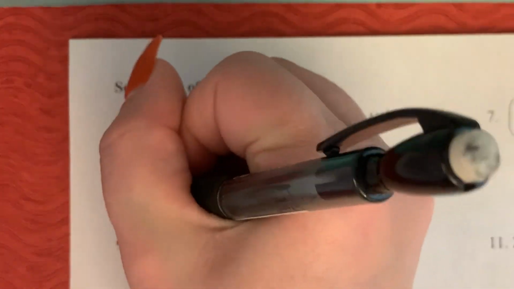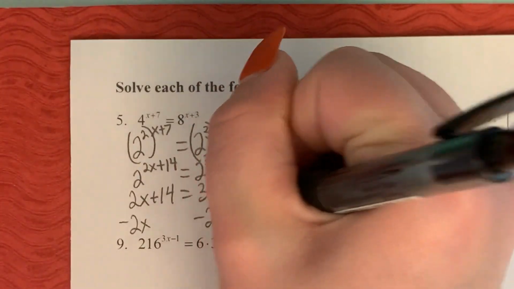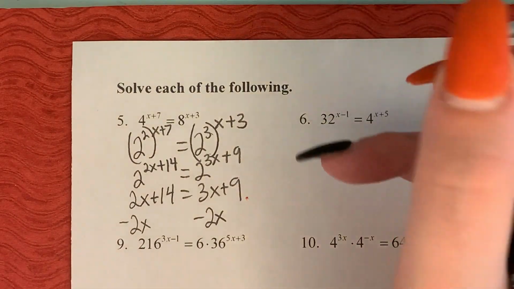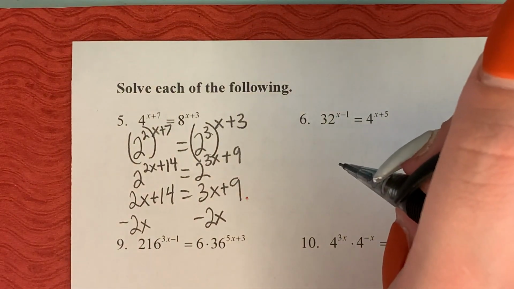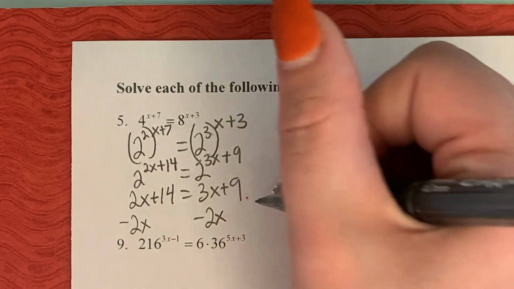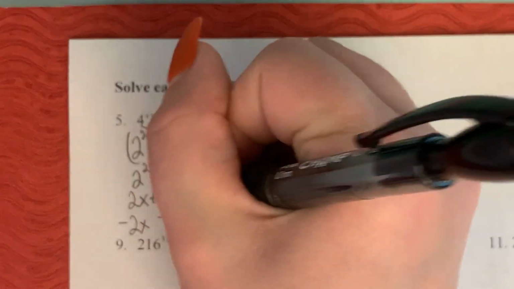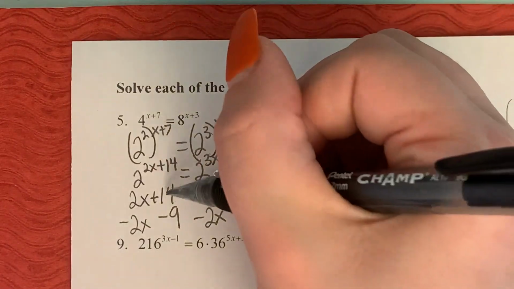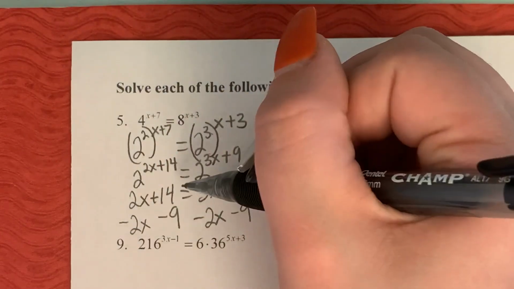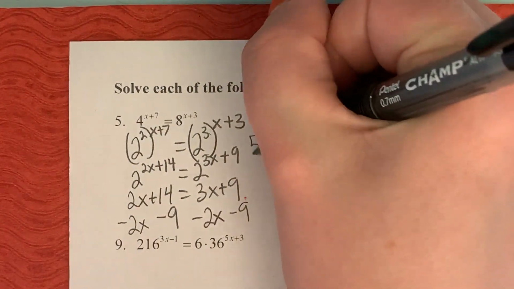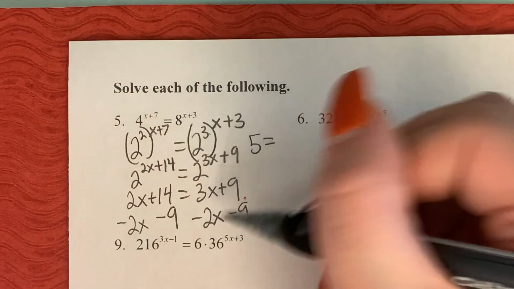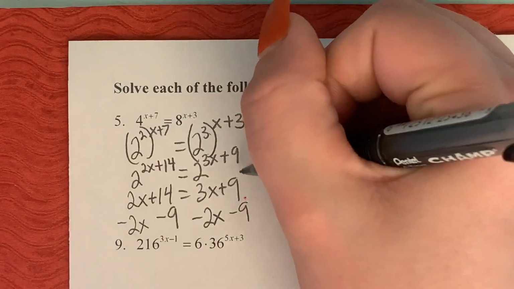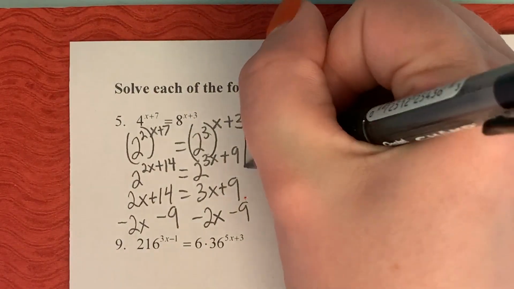So I'll subtract 2x from both sides. And then I'll also subtract 9 from both sides. Okay, so these will cancel, and then 14 minus 9 will give us 5. 3x minus 2x will give us x, and these will cancel, so my answer is just that x equals 5.